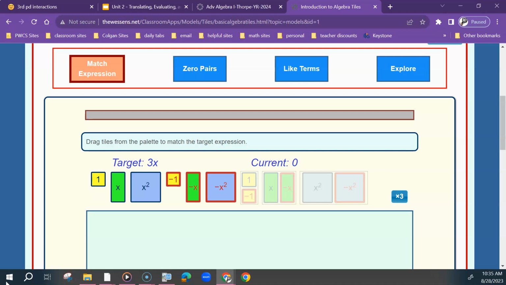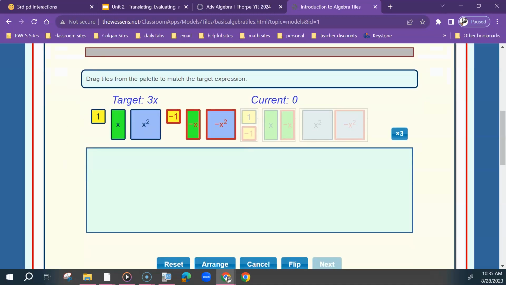Right? So I'm going to be doing this up here while you guys are doing it on your desk, doing the algebra tiles. So we need to model 3x. I have to do this from my computer because it doesn't like the smartboard.